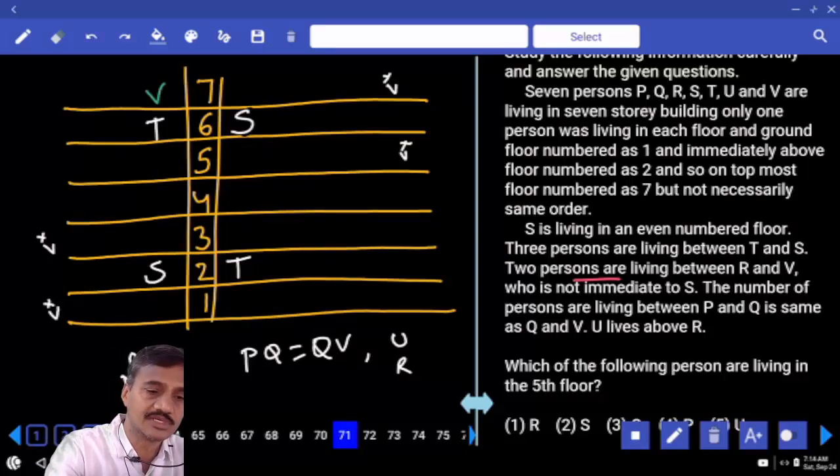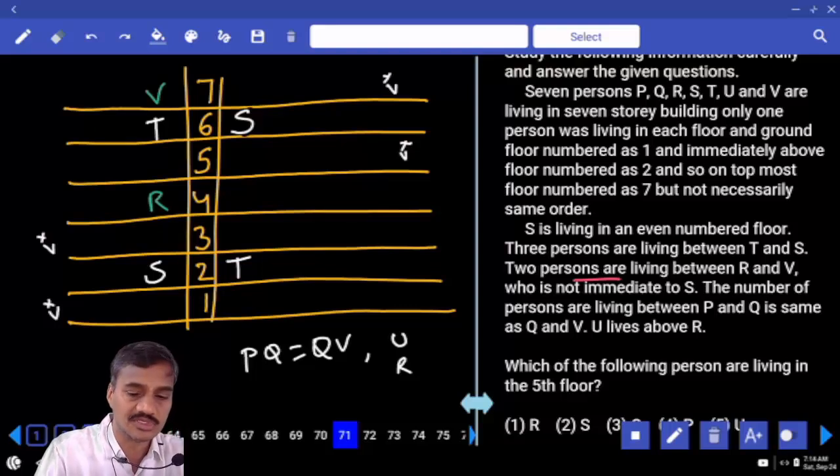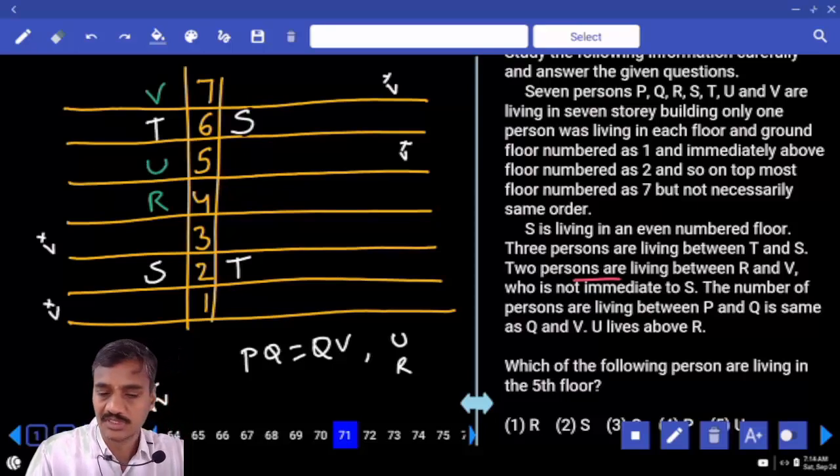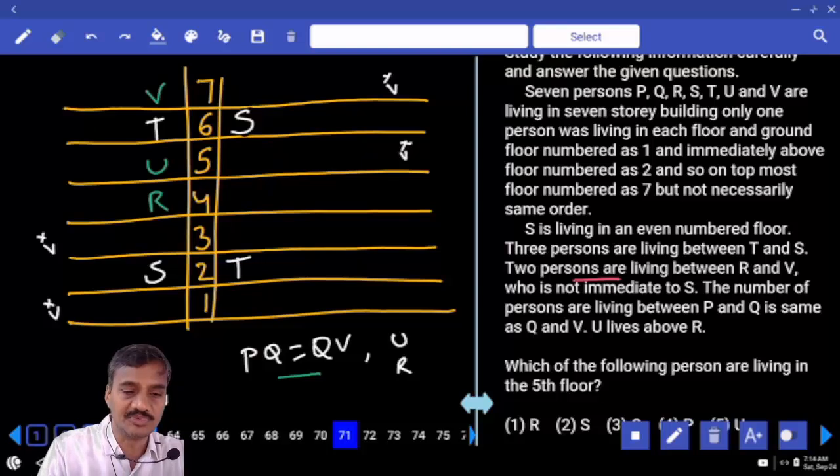Now there are 2 persons between V and R, R is here. And U is above this R, so U is at this place. Then the number of persons between P and Q equals the number between Q and V. Hence Q must be exactly in between P and V.